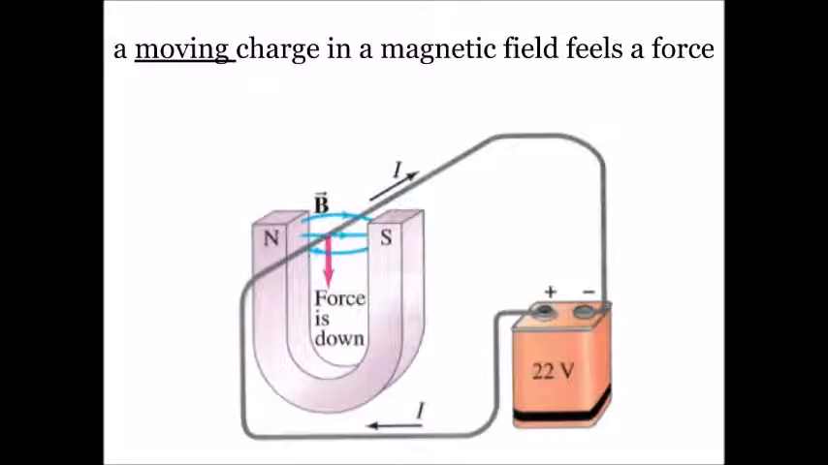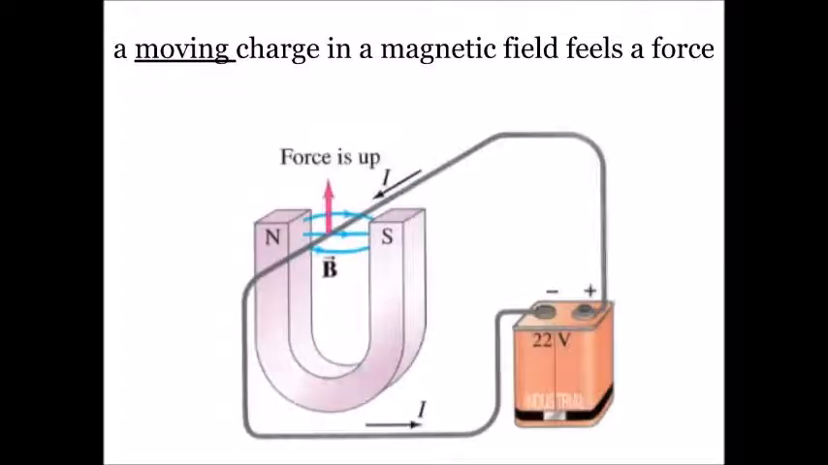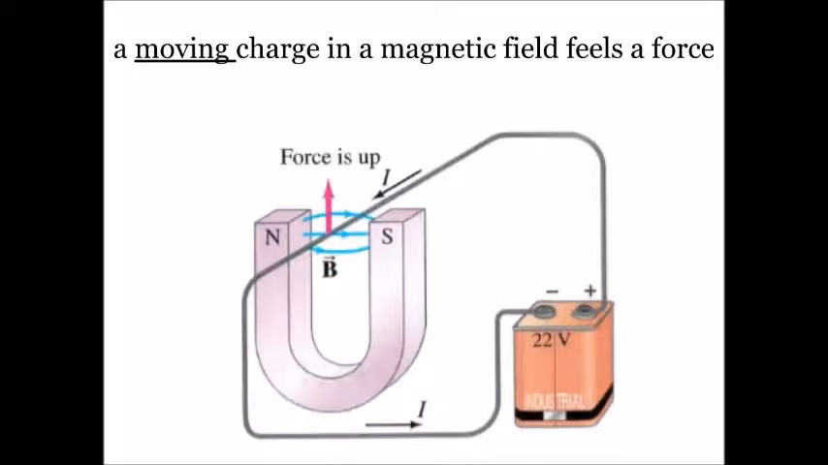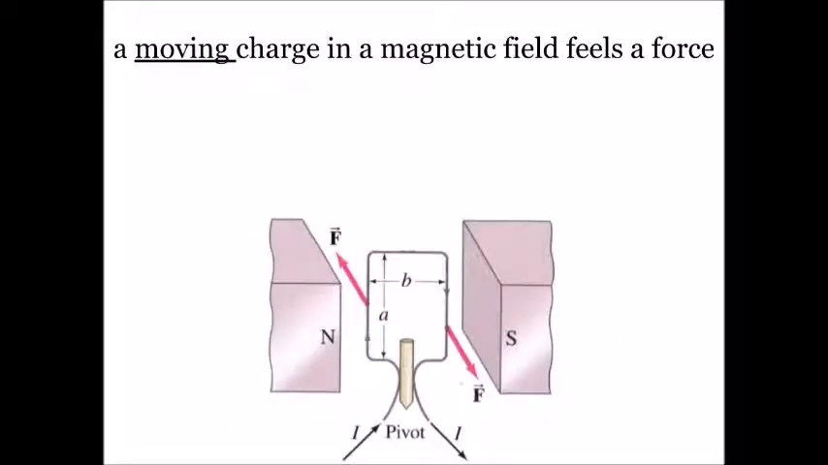A moving charge in a magnetic field feels a force, and if we reverse the direction of the current, the force is up. This time you have your thumb pointing away from the screen, fingers to the right, palm upwards, force is upwards. So I know what you're thinking. If we can have a downward force and an upward force, that could give us a torque. Bend that wire into a loop, and then you can have a torque.